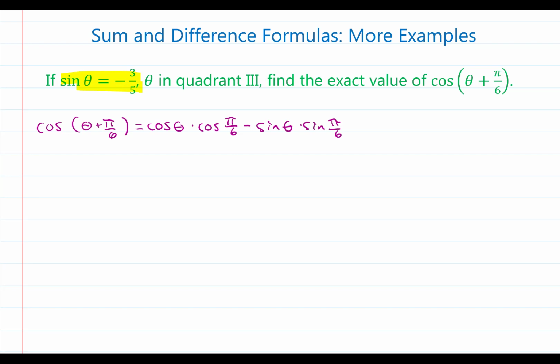Now, there are a number of ways to do this. You could use a Pythagorean identity. I'm going to go ahead and draw myself a picture to illustrate what I am given and what I need to find. So I know that this is a picture representing angle theta because I know that the terminal side lies in quadrant number 3.